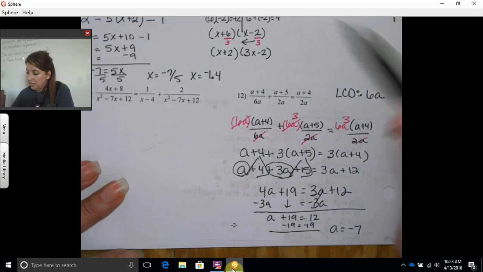If I substitute negative 7 into any of my denominators, will that give me a 0 in the denominator? No. And it's okay if I have a 0 in the numerator. Not that I would get one, but you can have 0 in the numerator. You can't have 0 in the denominator. Right on?